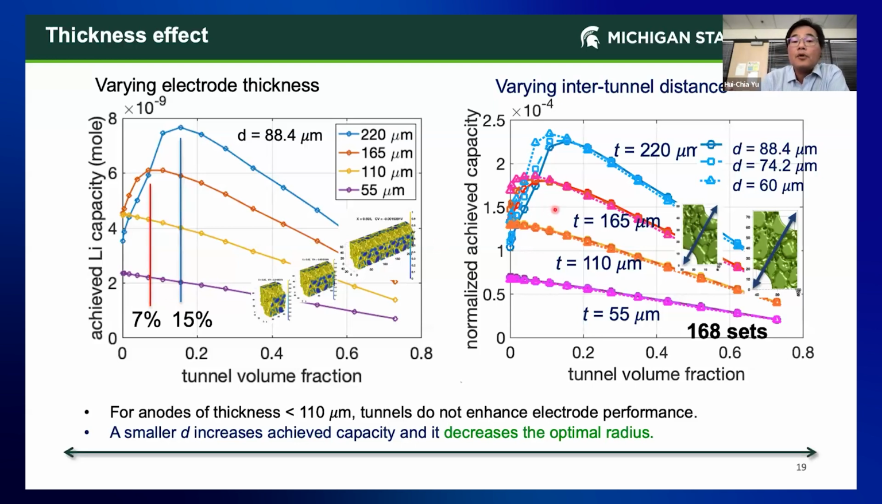And then here is another example where we are changing the inter-tunnel distance, so that with a smaller inter-tunnel distance, the tunnels are getting closer to each other. And then you can also see that the optimal radius is also changing with the inter-tunnel distance. And in this picture I show here, we actually collected 168 sets of voxel-based simulation. This kind of simulation is only possible using voxel-based simulation because we don't need to do conformal mesh building.